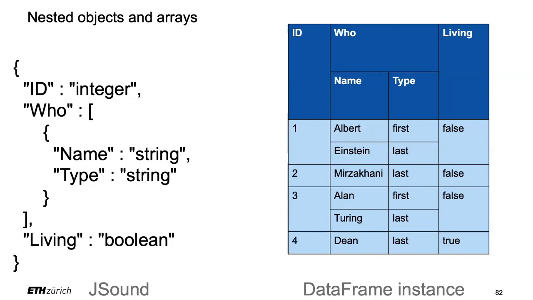My first object has ID 1, who is an array that has two objects. The first object is name Albert type first. The second object in my array is name Einstein type last. And then I have living that is a Boolean false, and so on and so on. In the second object, there's an array of only one object. In the third object, there's an array of two objects. In the fourth object, there's an array of one object. Who agrees that the visual representation is like the schema? Who doesn't see it? Okay.